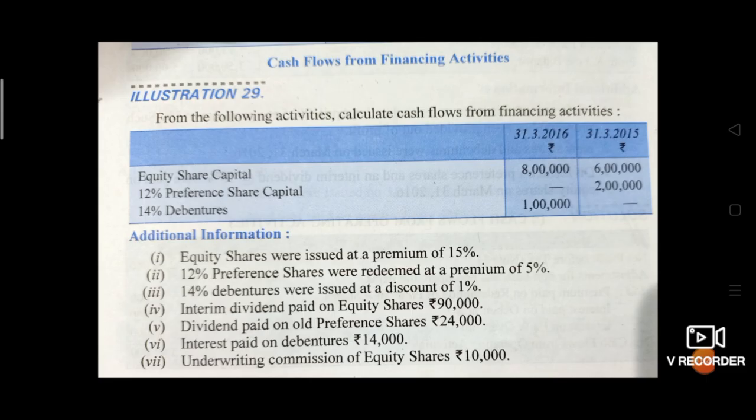Interim dividend paid on equity shares will be included in cash flows from financing activities. Dividend paid on preference shares, rupees 24,000, will be there. Interest paid on debentures, rupees 14,000, will be there. Underwriting commission of equity shares is rupees 10,000. This commission is given while issuing equity shares, so we have to deduct this underwriting commission from the issue of equity share capital. Okay, now let's solve this problem. It's very easy.